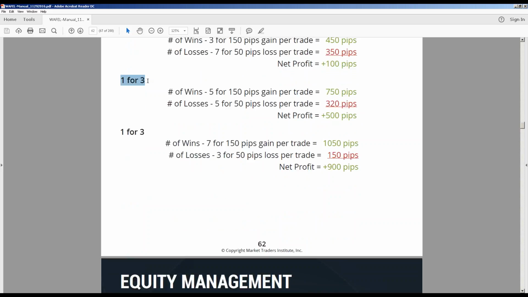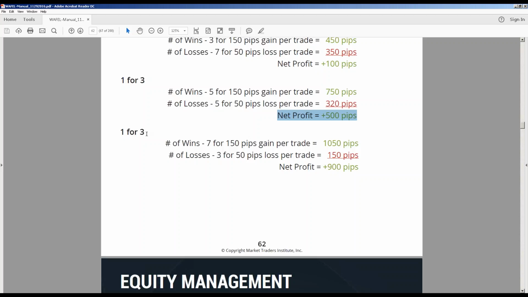If I stick to a 1-for-3 risk reward, but I have a 50% strike rate where I win 5 out of every 10 trades, and I make 150 pips on a winning trade, I will be up with 750 pips. However, if I lose 5 trades and I lose 50 pips on a losing trade, I will be down with 250 pips, not 320. That is a mistake. But nevertheless, I'll still walk away with $500 or 500 pips at the end of the day.